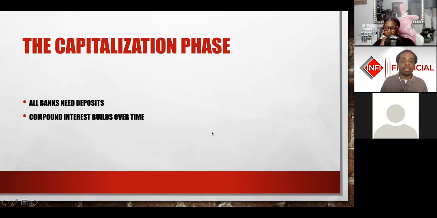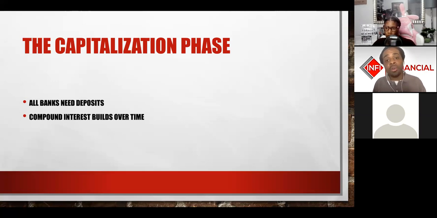There's a capitalization phase. All banks need deposits. This was something that I mentioned at the beginning of the presentation, and also something we went over in the last presentation. All banks need deposits. Where does your bank get the deposits from? Where do they get the money to loan you back from? Where do they get the financial backing to be able to issue you a credit card from? They get that from you.